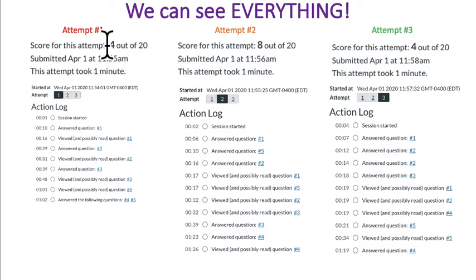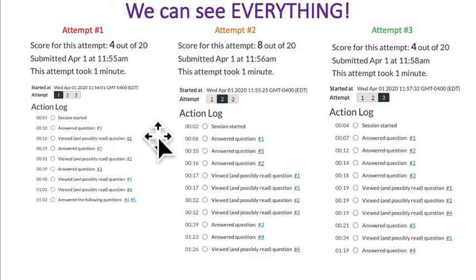Let's look and see. Attempt number 1. They got 4 out of 20. They submitted it at 11:55 a.m. and they took 1 whole minute doing that assignment. How do you think they were taking? I mean, how do you think they were using their time?